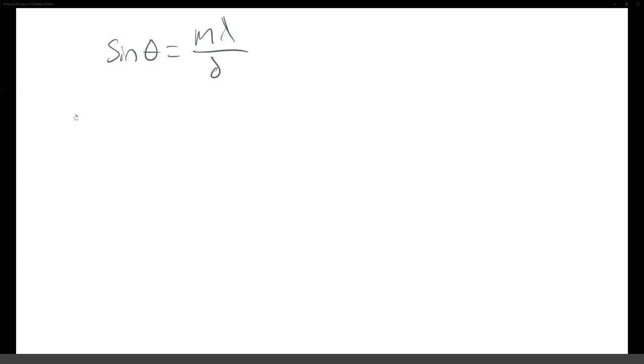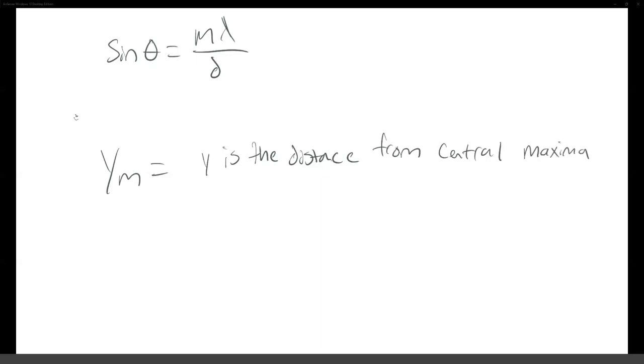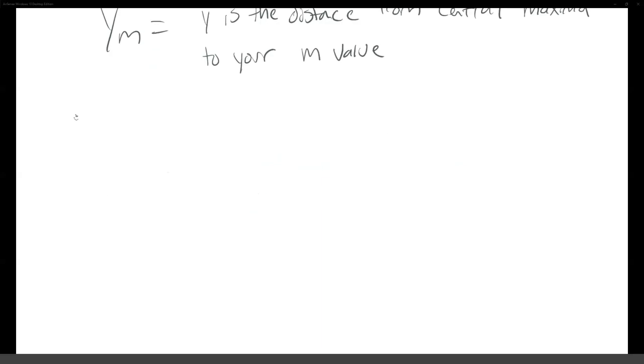There was another one where like the y of m. So let me just define this. If you look on that sheet there, y would be the distance. So y equals, we'll just say the distance from the central maxima to your m value. So in our case, if it was 4, y is the distance from the fourth fringe to the central maxima, or 0, right? So if you're trying to figure out the fringe distance, that's where you'd use y, or the fringe spacing, right? Or change in y is also a similar kind of concept.